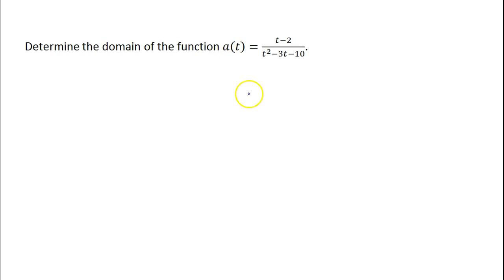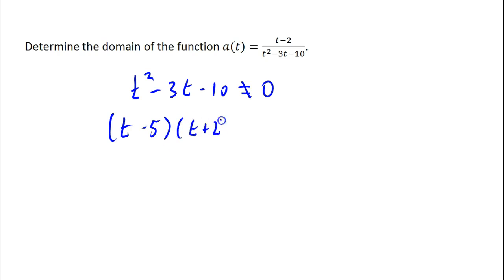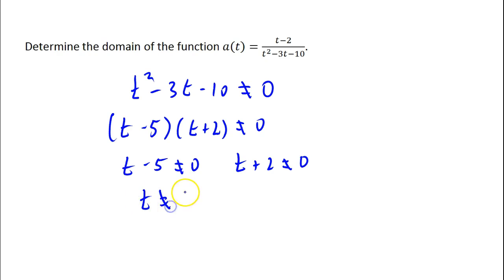The function a in terms of t is t minus 2 divided by t squared minus 3t minus 10. So we have to make sure that t squared minus 3t minus 10 does not equal 0 because we cannot have 0 in the denominator. This will factor into t minus 5, t plus 2. That can't equal 0. So t minus 5 cannot equal 0, and t plus 2 cannot equal 0. So t cannot equal 5, and t cannot equal negative 2. That's your domain. It can be any real number except negative 2 and 5.